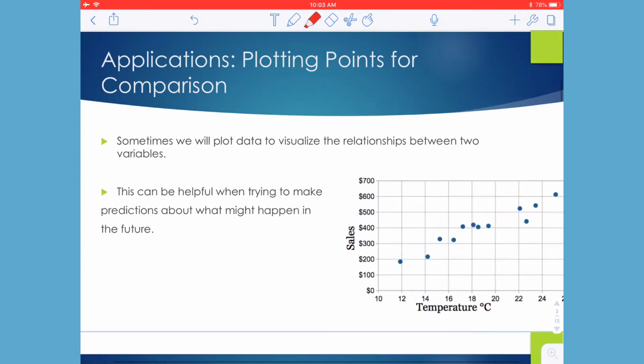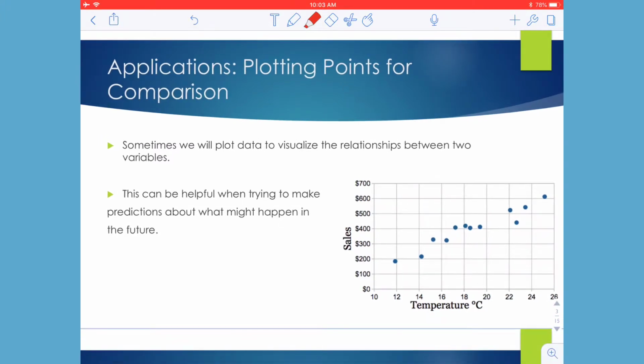Now, one thing we want to be thinking about is applications of why we would plot points. Sometimes we'll have a lot of data and we'll want to plot that data to visualize the relationships between two variables. If I gave you an Excel document with a whole long list of data points, you'd say, wow, this is a lot of data, but it's probably not very meaningful. Instead, if you plot that on a graph, you can start to compare the relationships, see if things are increasing, see if things are decreasing.